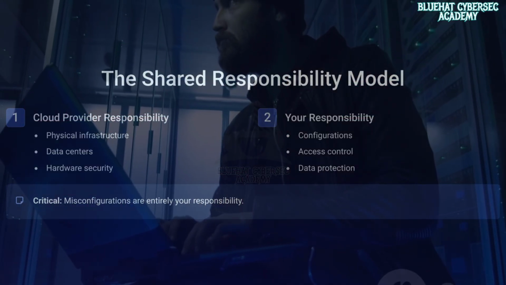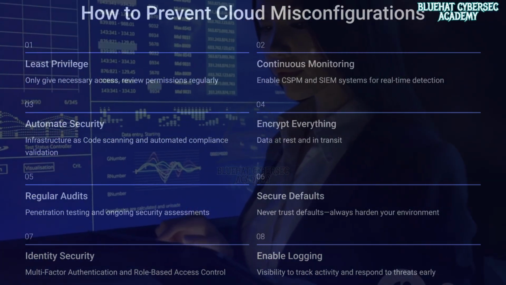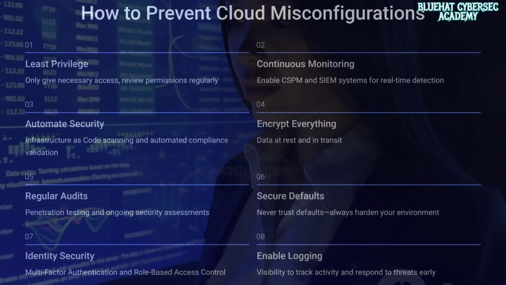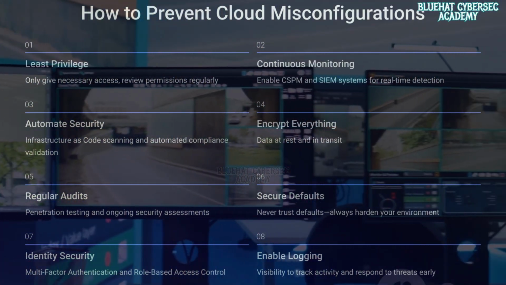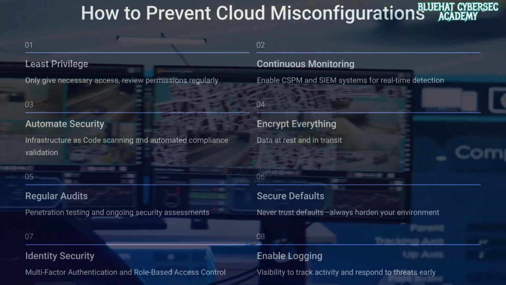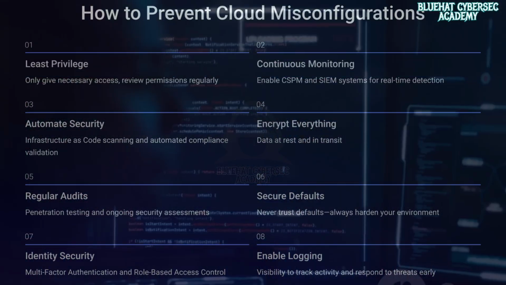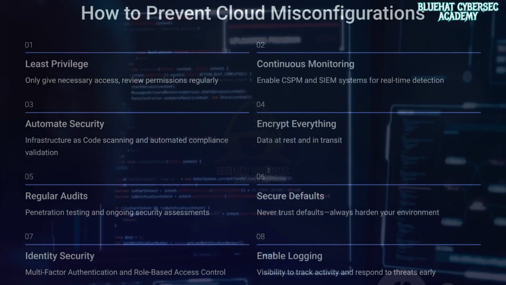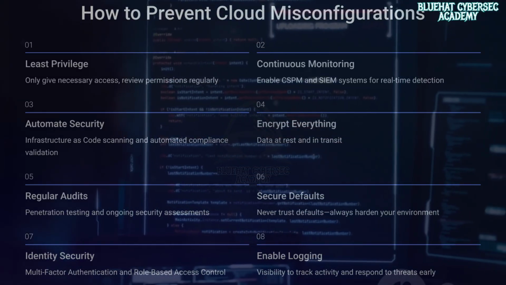So, how do you actually prevent cloud misconfigurations? Well, first, follow the principle of least privilege. Only give access that is absolutely necessary, and review permissions regularly. Enable continuous monitoring with tools like cloud security posture management and SIEM systems to detect issues in real time. Automate security checks using infrastructure as code scanning and automated compliance validation to really cut down on human error.